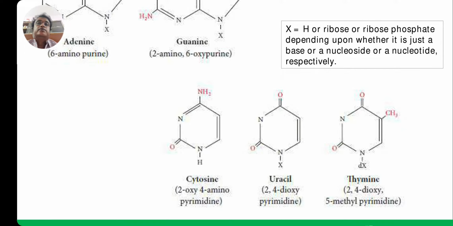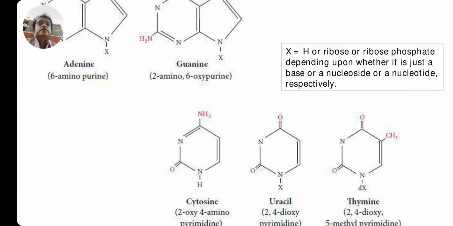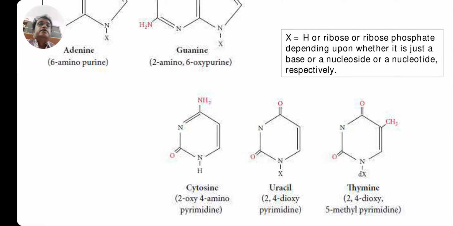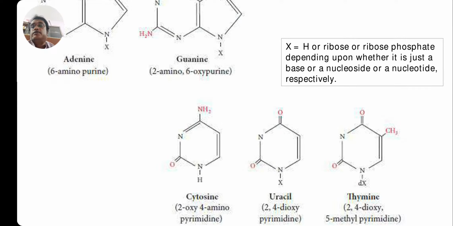It is essential to know DNA never contains uracil. Uracil is only found in RNA. So, in DNA we find adenine, guanine, cytosine and thymine, and in RNA adenine, guanine, cytosine and uracil.